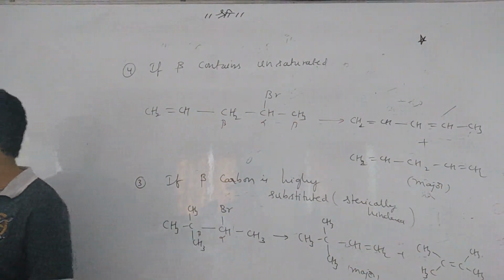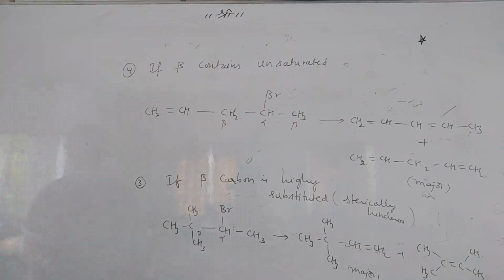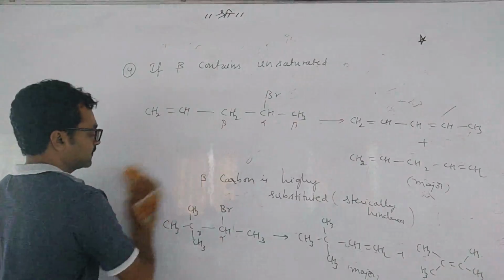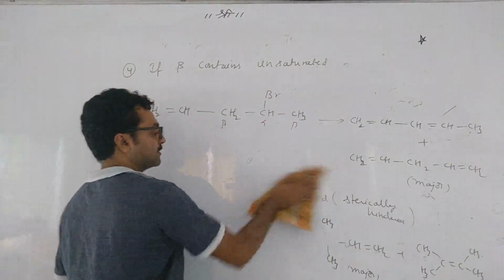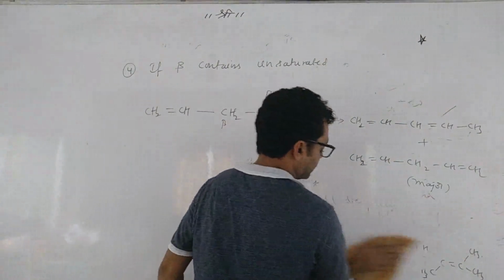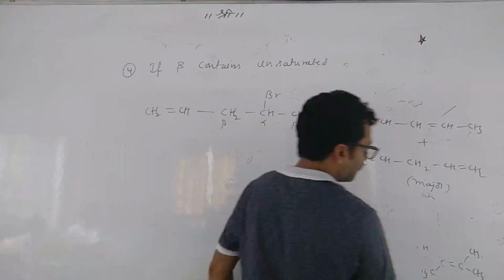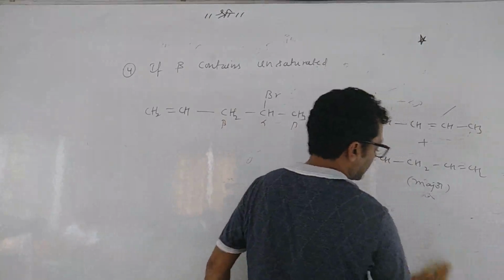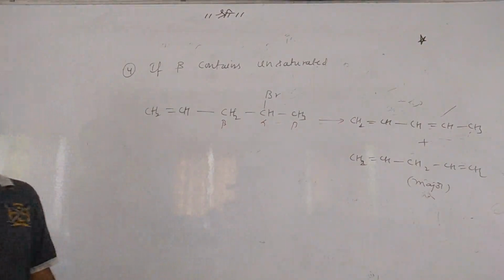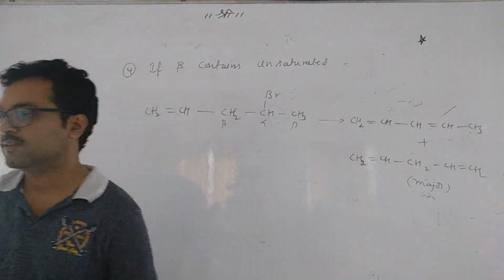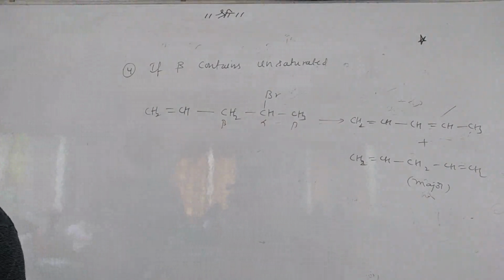So that's all. These are the 4 conditions where we can find the Hofmann elimination product. So one is base is bulky, second one poor leaving group, third one beta carbon is highly substituted or beta carbon contains a double bond. In all these 4 cases, what will happen? Hofmann elimination is formed, and in all the remaining cases Saytzeff elimination is the product.